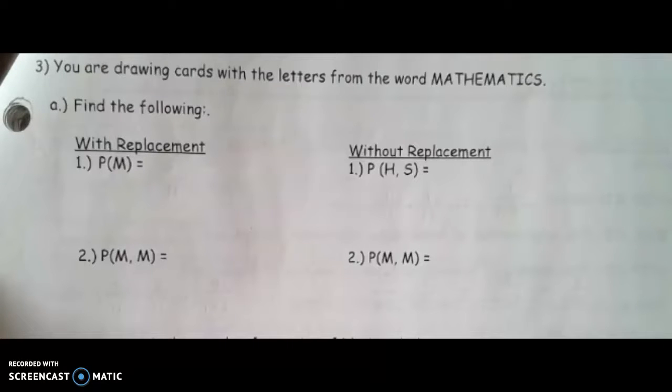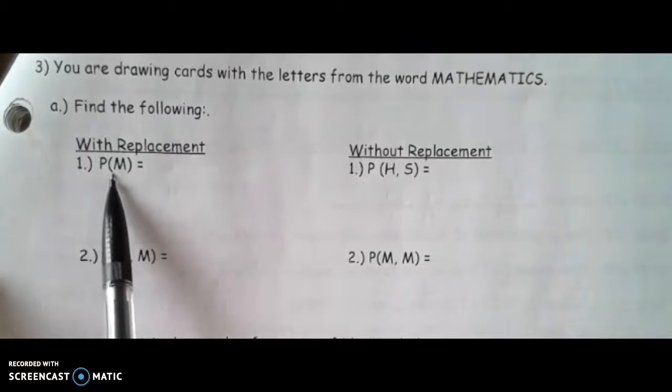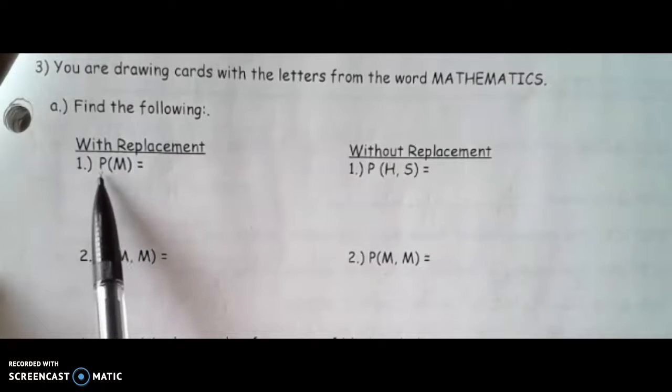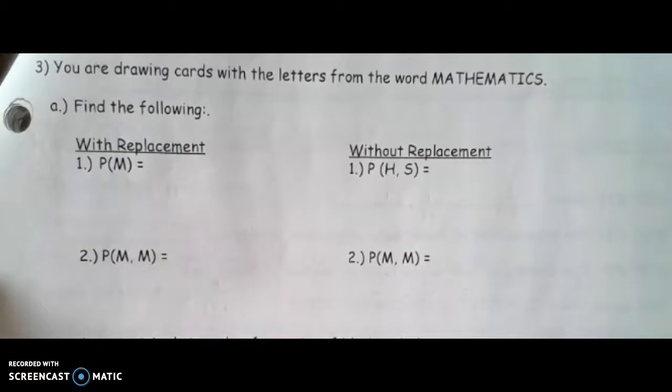In the next example, you're drawing cards with the letters from the word mathematics. Okay, we're going to find the following probabilities. In question number 1, this is with replacement, but this is a simple probability because we're only doing one thing. What's the probability that we would get the letter M?